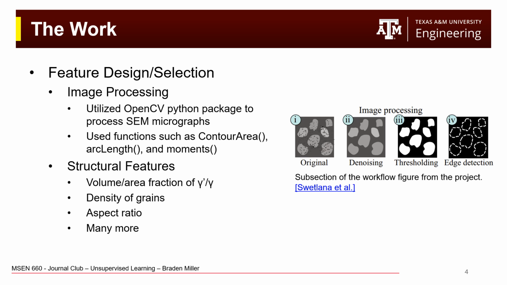They used functions such as contour area, arc length, and moments after they went through and processed them, as you can see on the right, where they took the original image, denoised it, thresholded it, and then used a Canny filter for edge detection. Some of the structural features that they were able to pull out of these images was stuff such as the volume or area fraction of the gamma prime versus gamma phase, the density of the different grains, aspect ratios of the grains, that's roughly how sharp they are rather than rounded, and many more things.